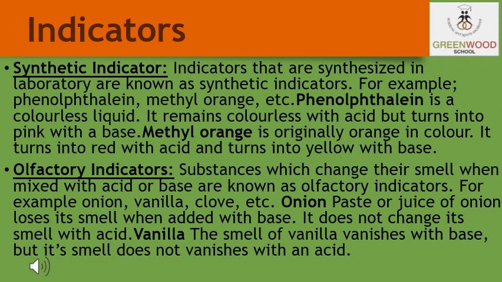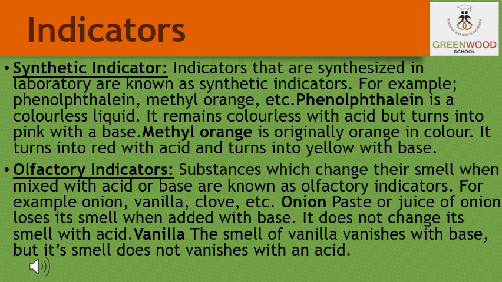Phenolphthalein is a colorless liquid. It remains colorless with acid but turns pink with a base. That means if an acidic substance is added to the phenolphthalein solution, it will remain colorless. But when a base is added to the phenolphthalein, it will turn pink. Now the methyl orange is generally orange in color.